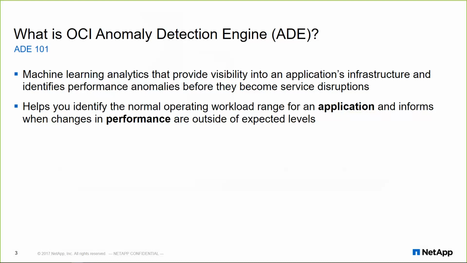That's kind of a mouthful. The keywords here are application and performance, right? When we use anomaly detection, it's going to look specifically at an application and its associated assets. We'll look a little bit more at that. But it's going to identify the normal operating range for the workloads of that application, and then it's going to let you know whenever the performance metrics are falling outside of expected levels.